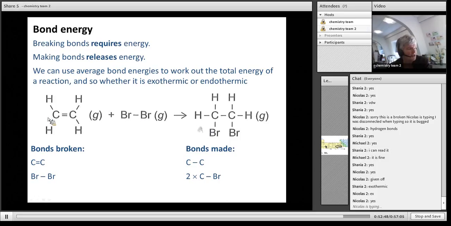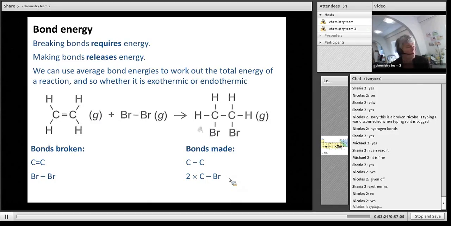You can either say, what's different between this side and that side? I've had to break this double bond and make that single bond. So I've broken one double bond and made a single bond. I've also had to break this bond, and make a C-Br bond and another C-Br bond, so I've made two C-Br bonds. We could just look at the bonds broken and the bonds made and we'll come up with the same answer.